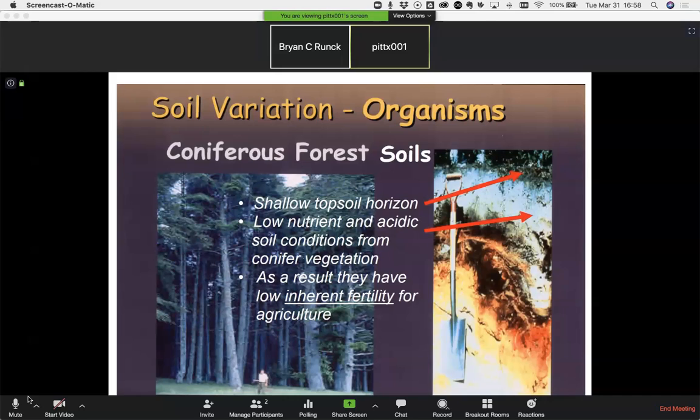prairie landscape. Coniferous forest soils tend to have shallow topsoil horizons, not very much topsoil at all. They have low nutrient and acidic soil conditions from the coniferous vegetation that's growing in the soil. So there's a soil-plant interaction that tends to produce low nutrient, high acidic conditions in the soil itself. And as a result, these soils in coniferous forest conditions tend to have lower inherent fertility for agriculture.